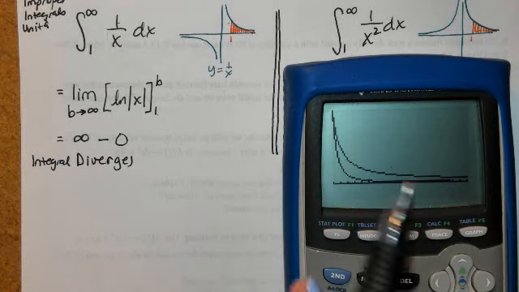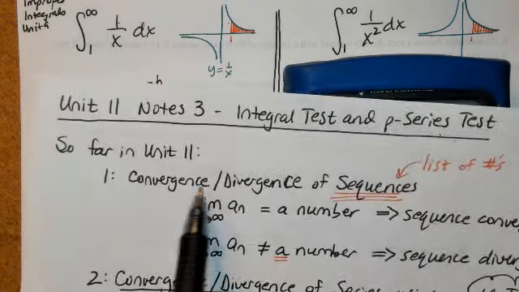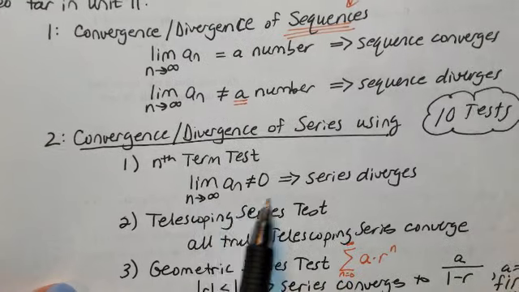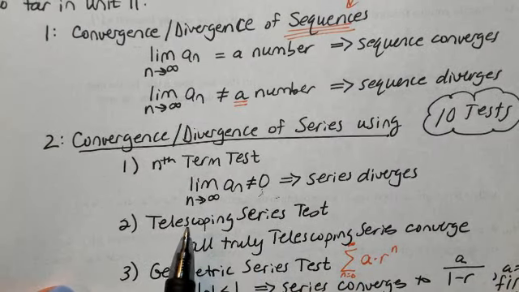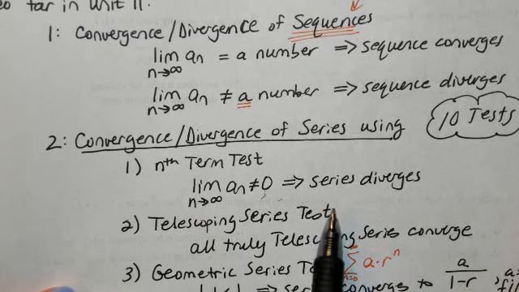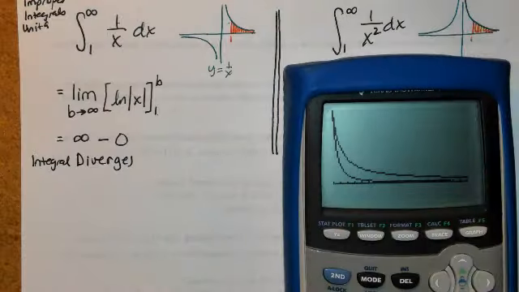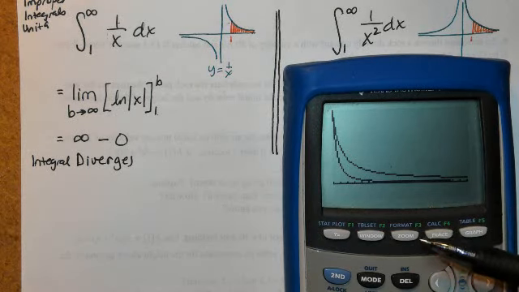So they both pass the nth term test. They're both going to 0, right? So they don't automatically diverge. We have to use another test, right? So they're both going to 0. My point is, how quickly are they getting to 0?